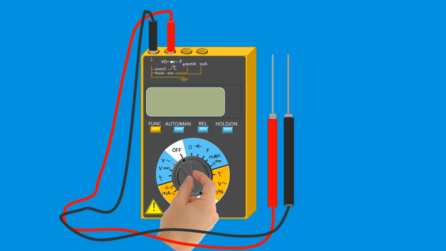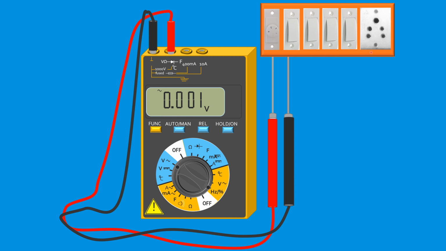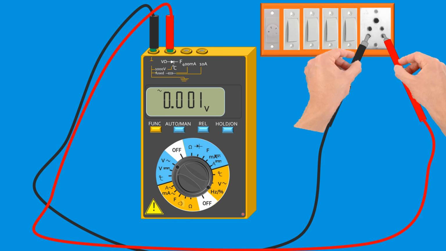Let's keep the knob at the first step toward left. You can measure AC voltage. This is an AC switchboard. Now insert the leads into the socket. Press the switch on. Measure the AC voltage. Press the function push button of the multimeter and get the frequency of the AC voltage.